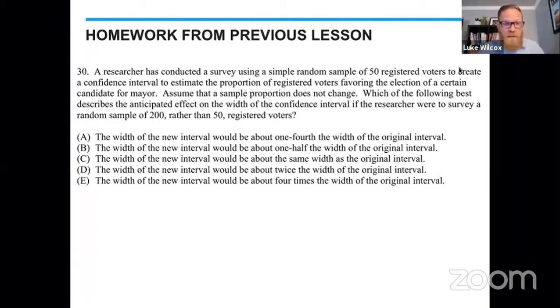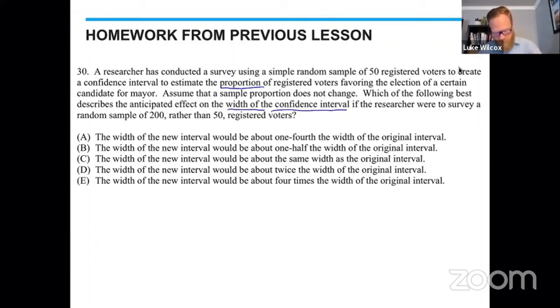It says, a researcher has conducted a survey using a simple random sample of 50 registered voters to create a confidence interval to estimate the proportion of registered voters favoring the election of a certain candidate for mayor. Assume that the sample proportion does not change. Which of the following best describes the anticipated effect on the width of the confidence interval if the researchers were to survey a random sample of 200 rather than 50 registered voters?